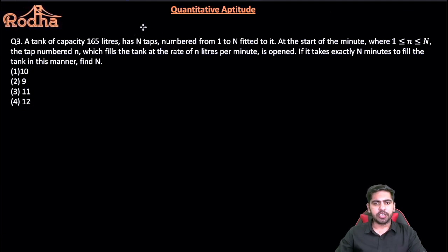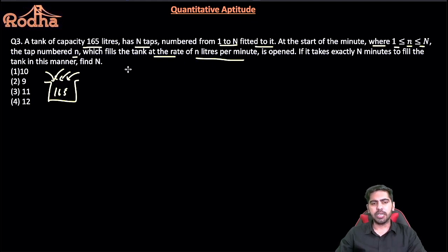All right, so it's a time and work question now. It says a tank of capacity 165 liters has n taps numbered from 1 to n fitted to it. Okay, so there's a tank which has a capacity of 165 liters and there are n taps fitted to it numbered from 1 to n. Okay, no worries. At the start of the minute n, where n lies in the range of 1 to capital N, the tap numbered n is opened. So the tap number n fills the tank at the rate of n liters per minute.